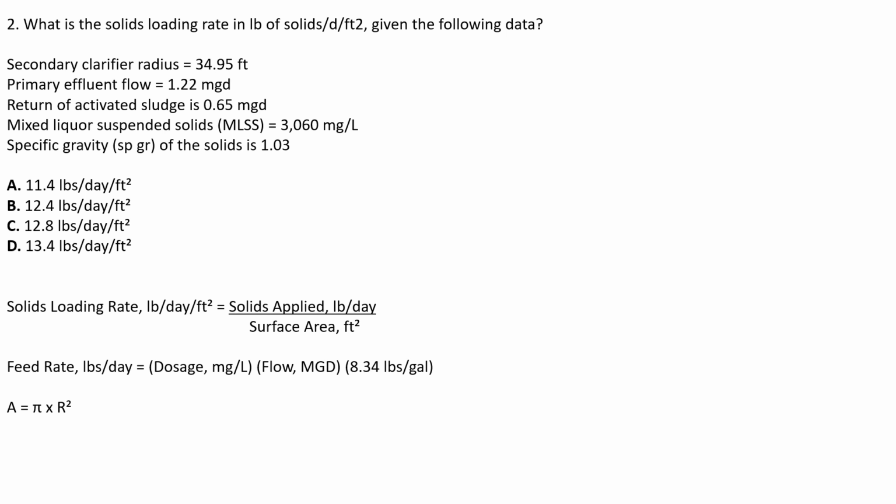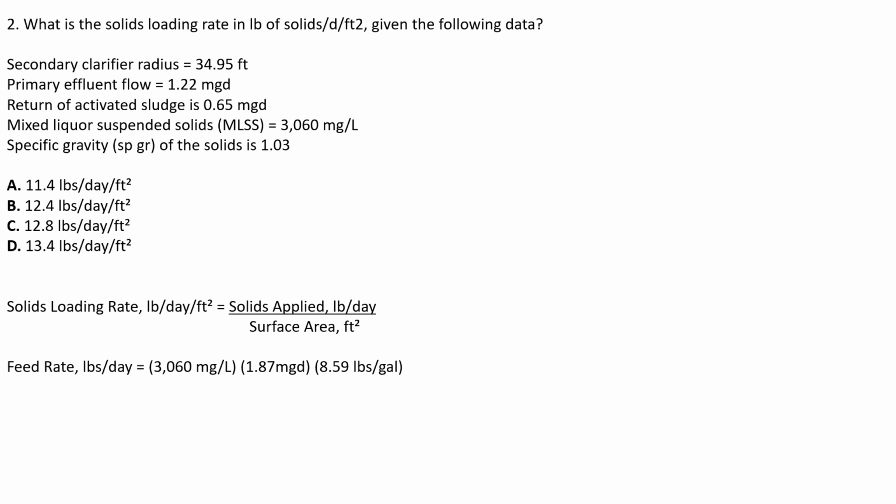First, let's find the solids applied. So feed rate pounds per day, you have 3,060 milligrams per liter times the flow of 1.22 mgd plus the recirc of 0.65 mgd, and times that by 8.34 pounds per gallon. But guess what? The specific gravity of the solids is 1.03. So we're going to multiply 8.34 pounds per gallon times 1.03. If you're here because of the answer sheet, you got the answer B. It's because you didn't solve for the specific gravity.